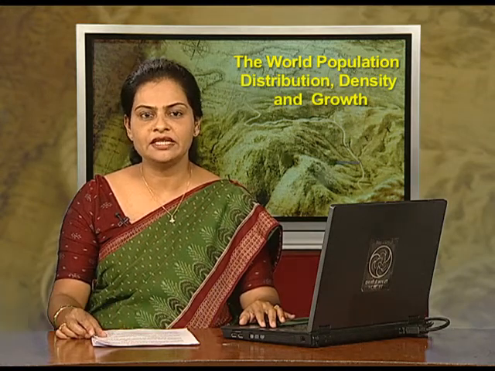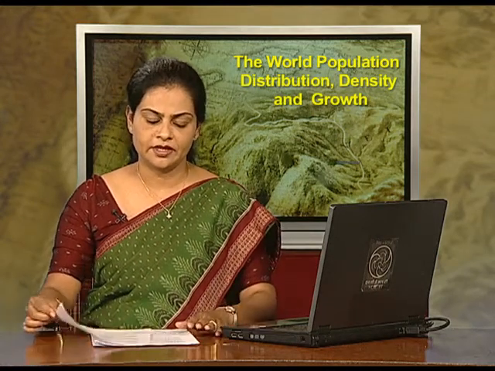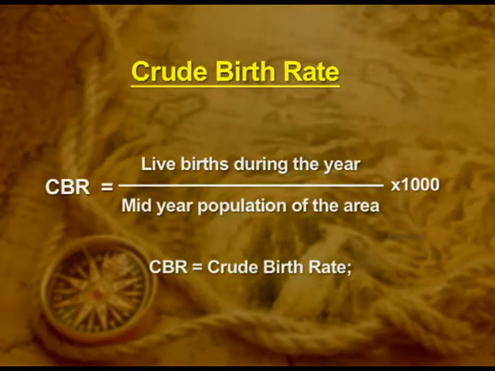Now, let us learn to compute the birth rate and the death rate. To compute crude birth rate, we divide the number of live births during the year with mid-year population of the area and multiply the product by 1000. We get the crude birth rate.